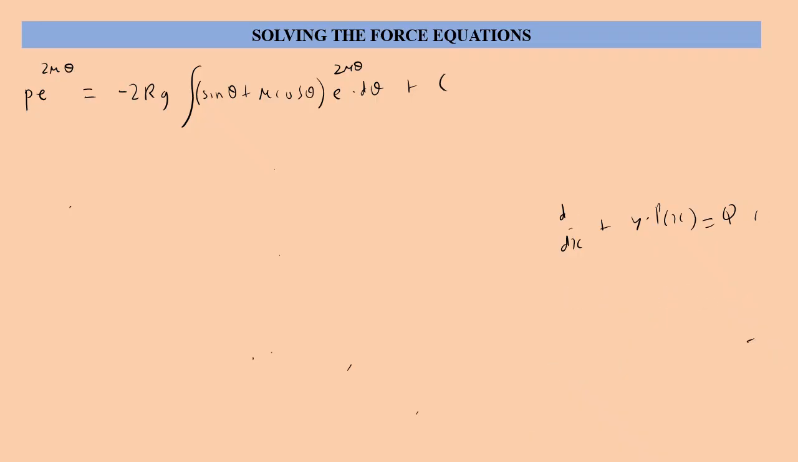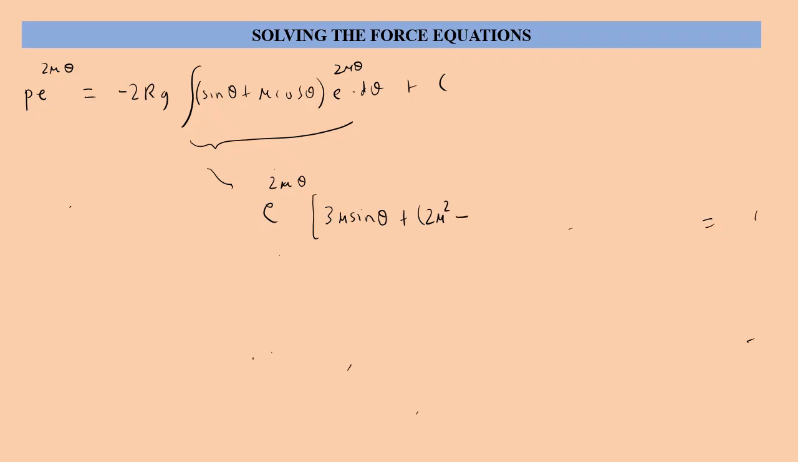I'll write down the expression of the evaluated integral and won't go into the details of how we obtained it. You can refer to integration by parts for it. So this integral is e to the power 2 mu theta times 3 mu sine theta plus 2 mu square minus 1 cosine theta, divided by 1 plus 4 mu square.